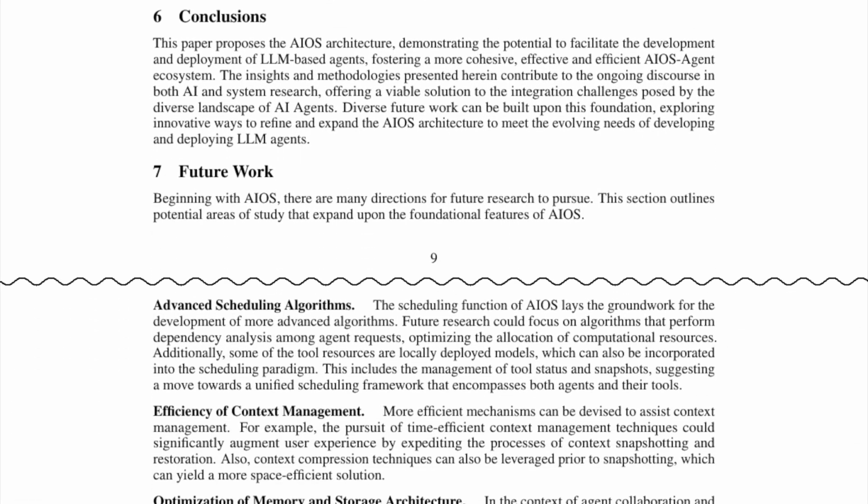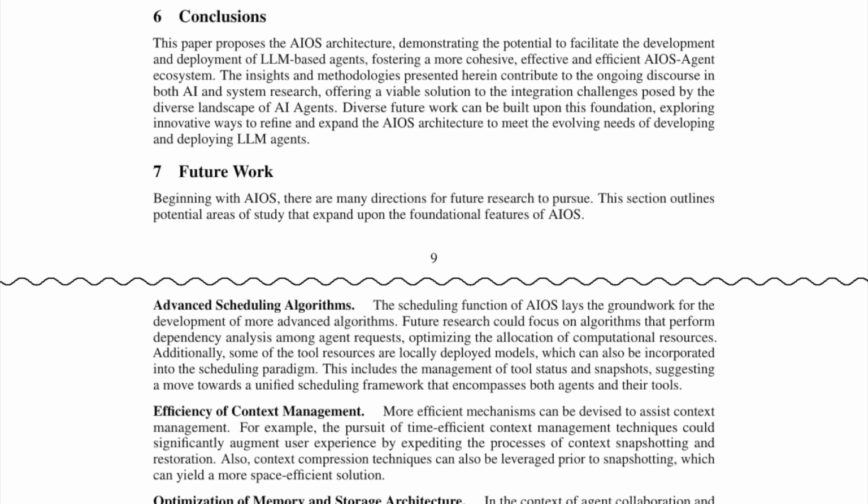Conclusions. This paper proposes the AIOS architecture, demonstrating the potential to facilitate the development and deployment of LLM-based agents, forming a more cohesive, effective, and efficient AIOS agent ecosystem. The insights and methodologies presented herein contribute to the ongoing discourse in both AI and AI system research, offering a viable solution to the integration challenges posed by the diverse landscape of AI agents. Diverse future work can be built upon this foundation, exploring innovative ways to refine and expand the AIOS architecture to meet the evolving needs of developing and deploying LLM agents.